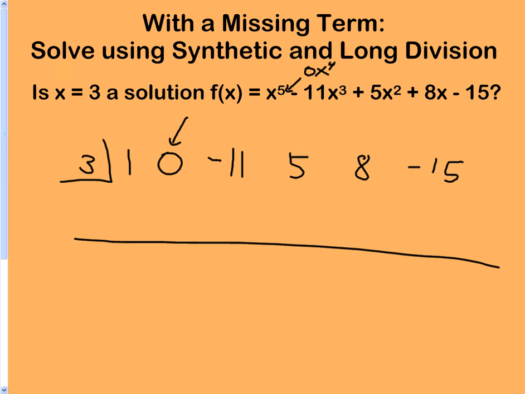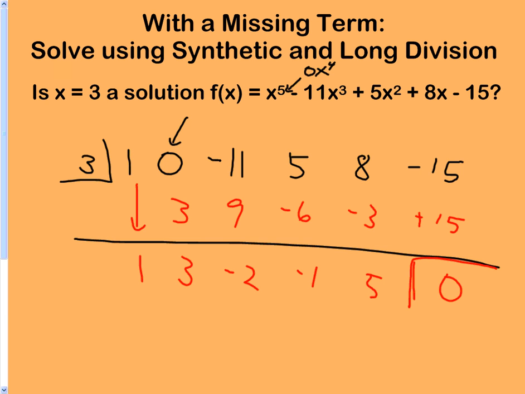Okay, here's a speed version of the answer. Drop the 1 down. 1 times 3 is 3. 0 plus 3 makes 3. 3 times 3 makes 9. -2. -2 times 3 is -6. That's -1. -1 times 3 is -3. That makes 5. 5 times 3 is 15, and that's +15, and it worked. I get 0.